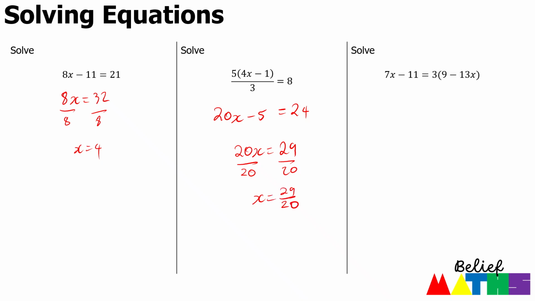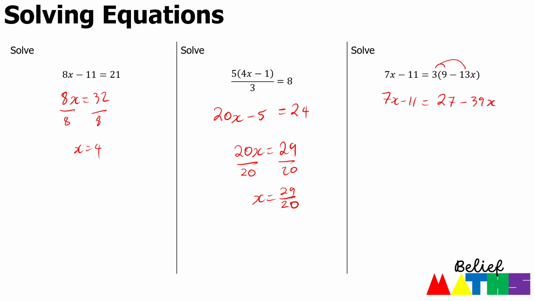And again, you can leave that as an improper fraction. If you want to check if you can simplify it, once again, put it in your calculator, that'll tell you whether you can or not. The next one, we're going to expand our brackets. So we get 7x minus 11 is equal to 27 minus 39x.